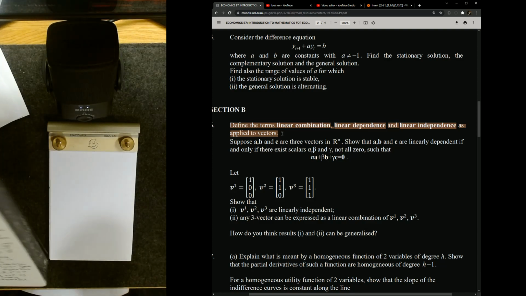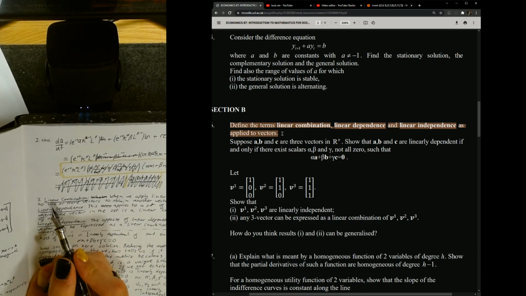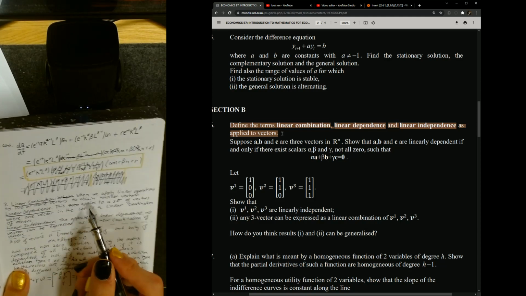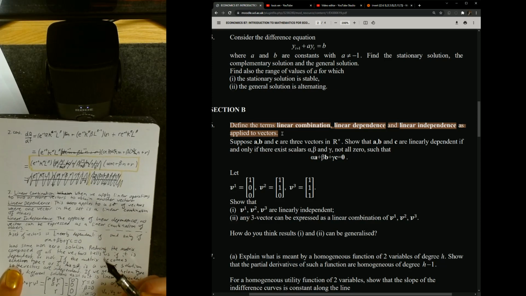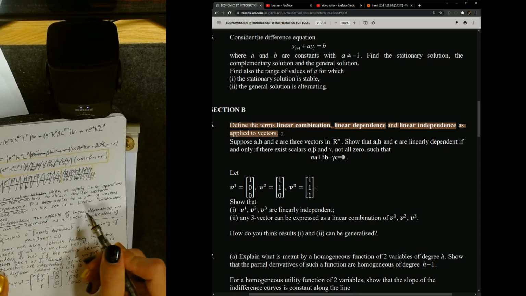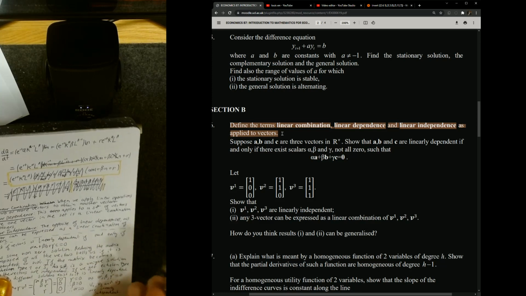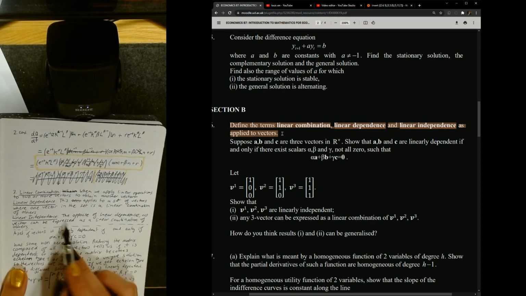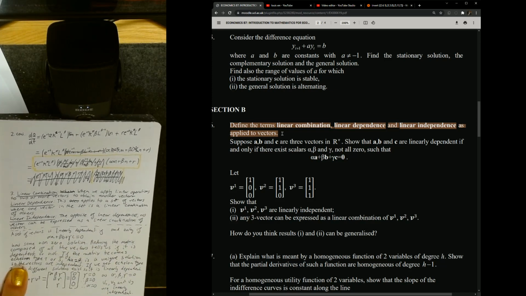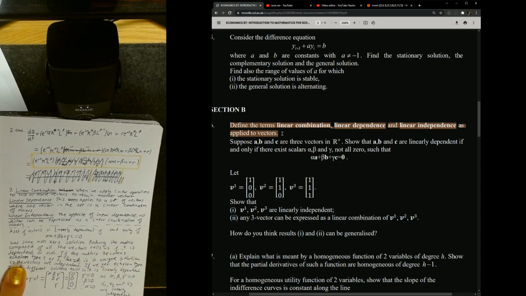Linear combination: when we apply linear operations to 2 or more vectors to obtain another vector. You guys should know this, I'm pretty sure. Linear dependence: this applies to a set of vectors where one vector in the set is a linear combination of the others. Fairly simple. Linear independence is essentially the opposite of dependence, where no vectors can be expressed as a linear combination of others. There you go.